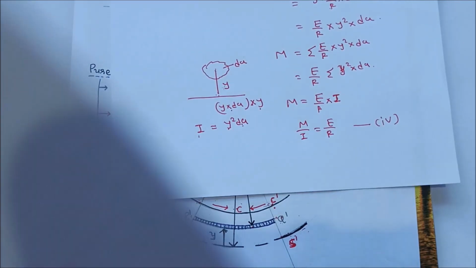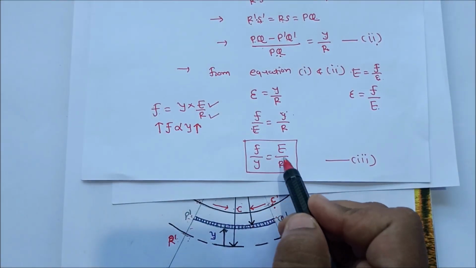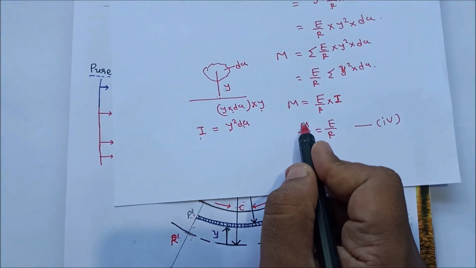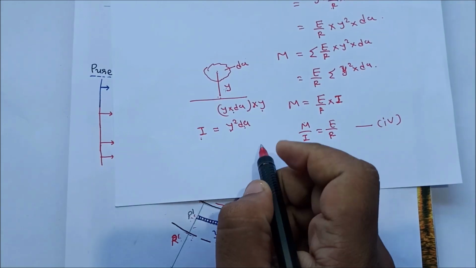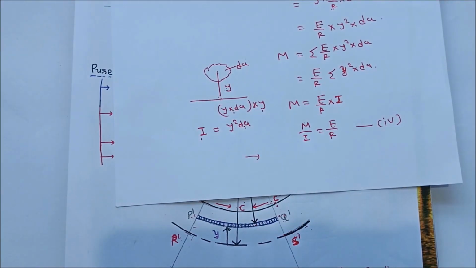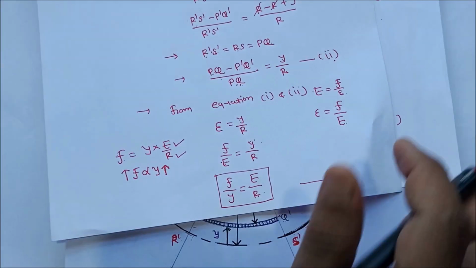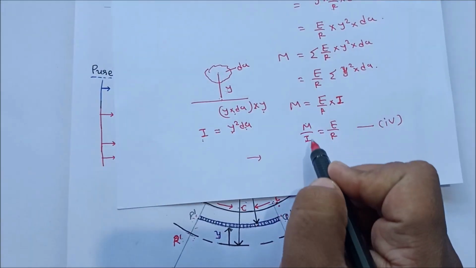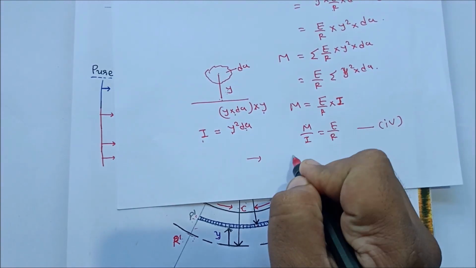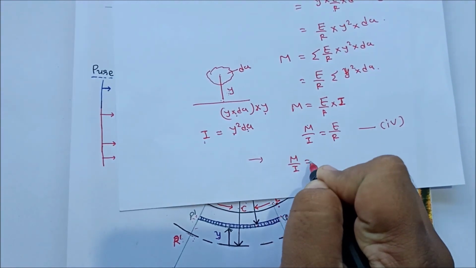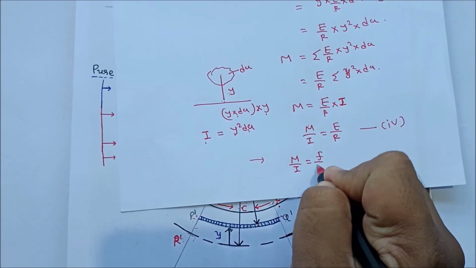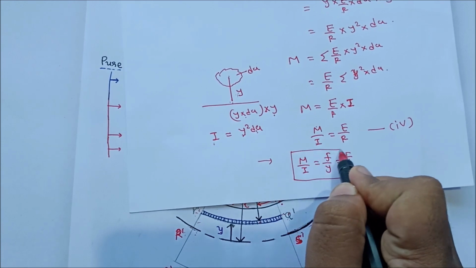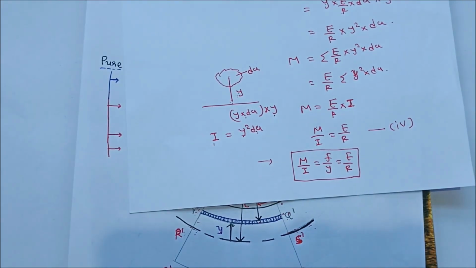Our third equation is F by Y is equal to E by R, and here E by R is equal to M by I. So from equation number 3 and 4, we can write F by Y is equal to E by R is equal to M by I. That is, M by I is equal to F by Y is equal to E by R. So this is the equation of bending stress.